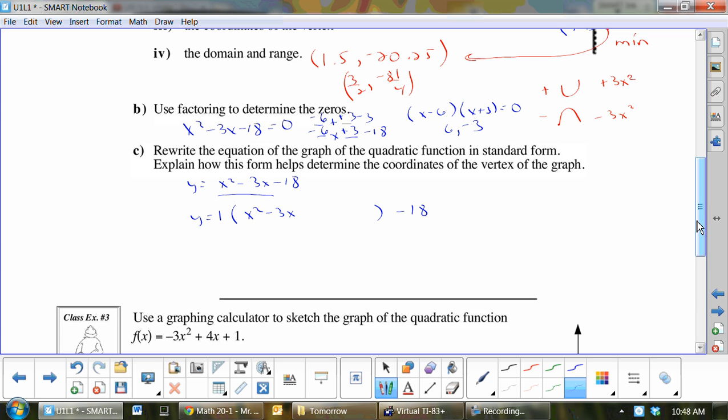Now, how did I find those other two numbers? How did I find them? Okay, the first thing you do is you take this term, divide it by 2, and then square it, and you'll get this term. So negative 3 divided by 2 squared would be 9 over 4. And then we minus 9 over 4. Remember that? Because I know I haven't changed my equation, to make it a perfect square.